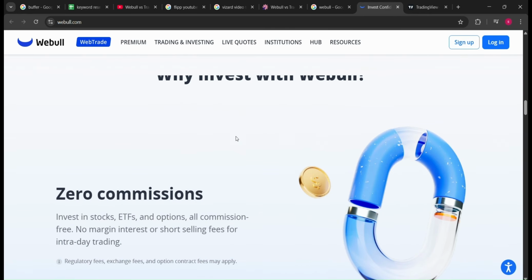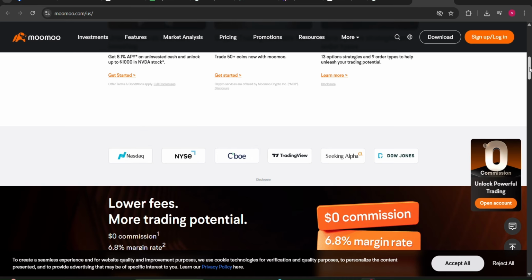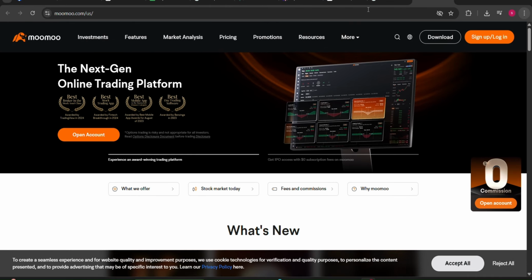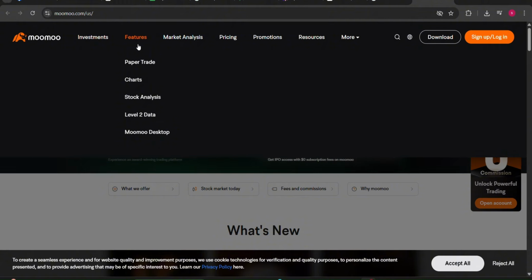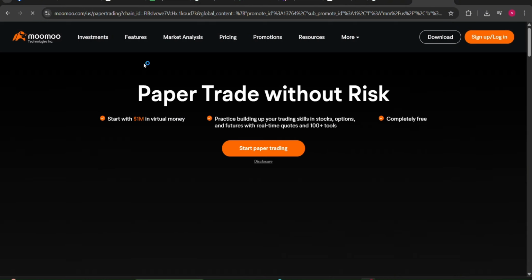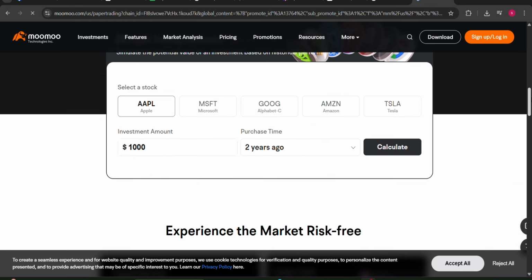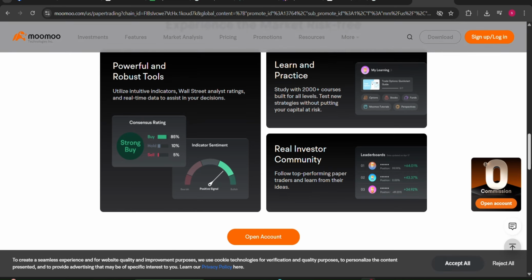Moomoo provides a massive amount of information, but that can make the layout feel crowded if your goal is simple and fast execution. Both platforms offer educational materials, though Moomoo places a stronger emphasis on news feeds and analytical content.